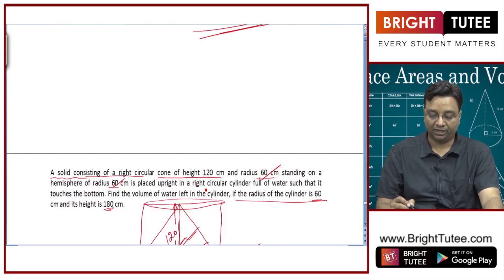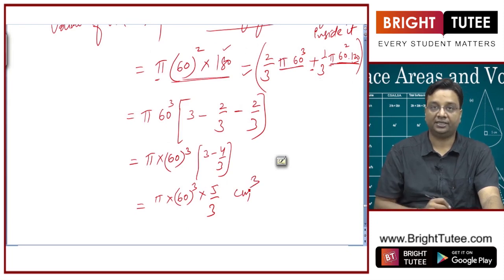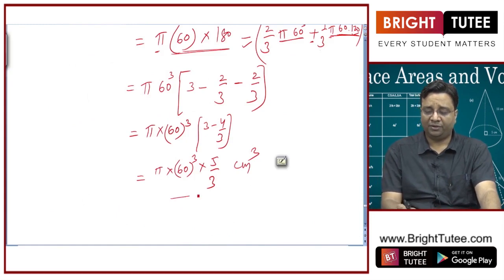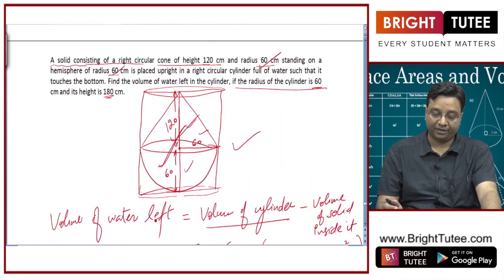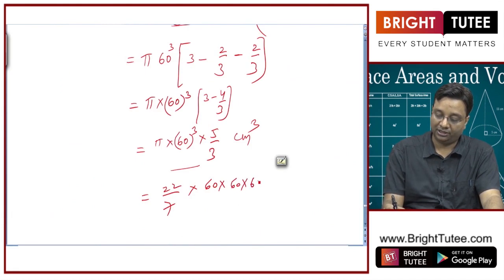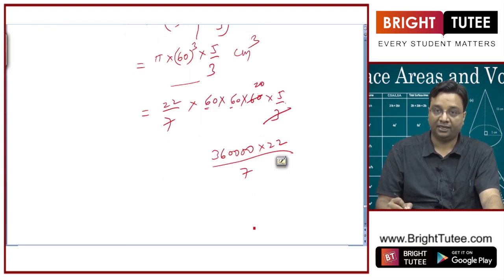So this is the volume of water left inside this cylinder after you put this solid inside it, in centimeter cubed. Now you can simplify it further by putting the value of pi. If you want me to do it, let us take 22 by 7 as pi, and 60 into 60 into 60 here, 5 by 3. So this will give you 20 here. 20 into 5 is 100. This is 36, 2 zeros, and then 2 zeros for this 100 into 22 by 7, right?